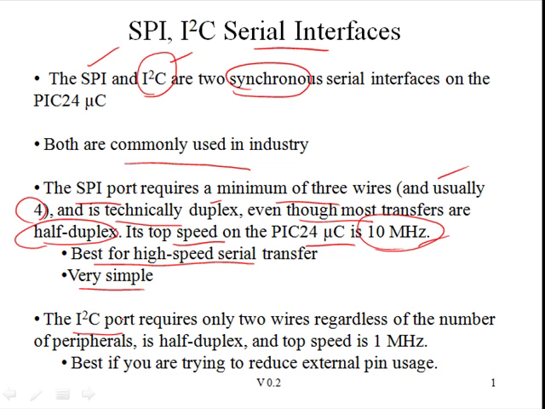The I2C port, on the other hand, requires only 2 wires regardless of the number of peripherals. It's only half duplex, and its top speed is 1 megahertz, so considerably slower than this protocol. This protocol, the I2C protocol, is best if you're trying to reduce external pin usage.